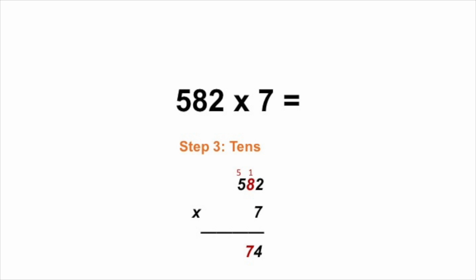But between 3 and 4 digits, what do we need? Comma. Excellent. So you see, we can write our answer like this. 4,074. So when it comes to write our answer can look like this.